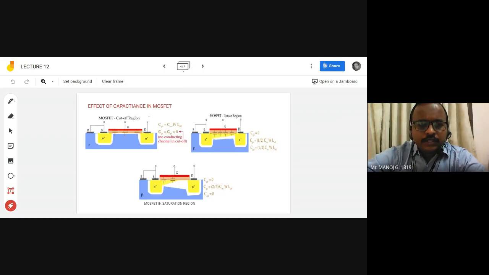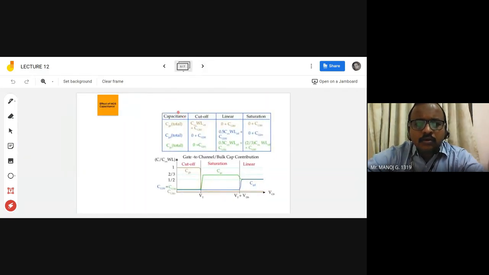Effect of capacitance of MOS. Okay, we studied last class how the MOS capacitance behaves in the cutoff region, in the linear region, and in the saturation region. And we know what the gate capacitance is at each region. Now we'll try to analyze it.